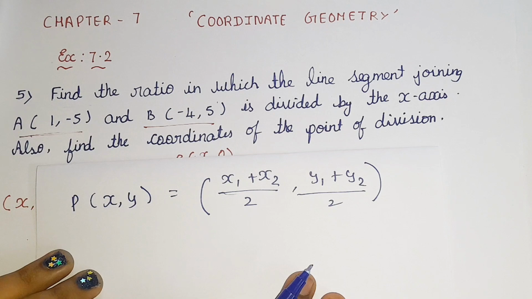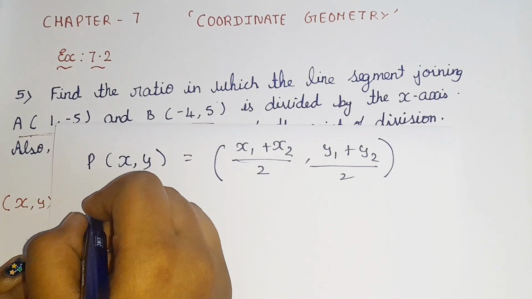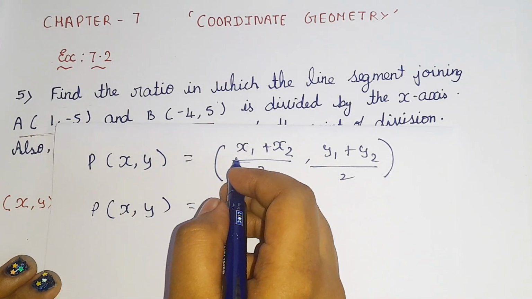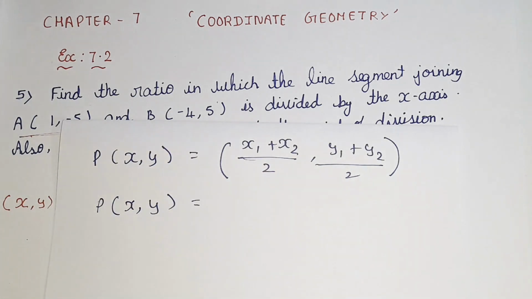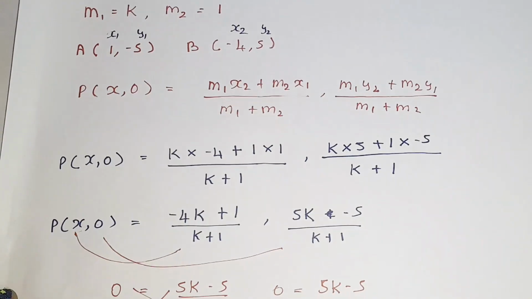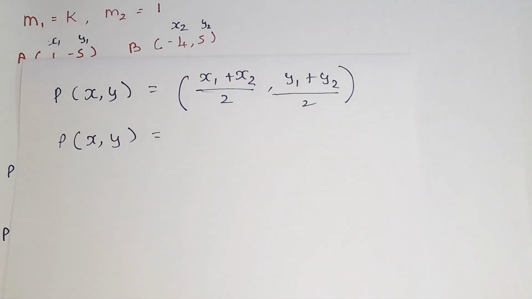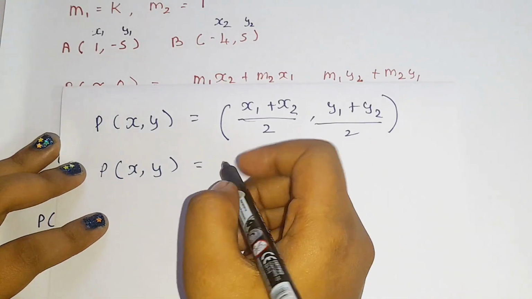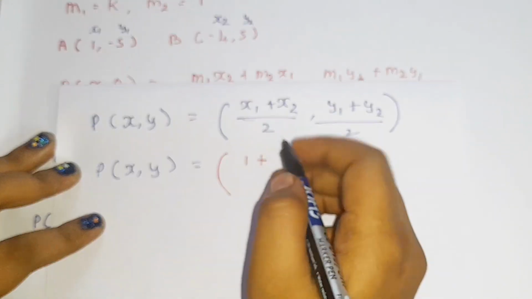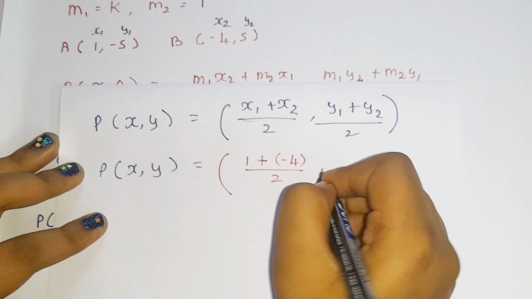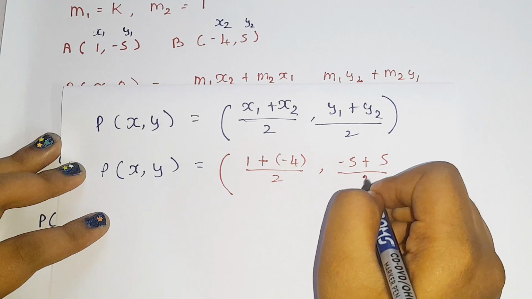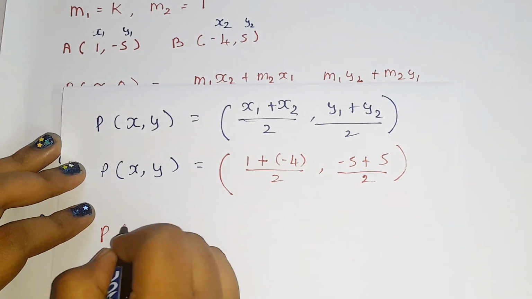Alright, so now I can write P(x, y) is equal to, so the x1 value I just told you, we are going to be using the same values. Here x1 is 1 and y1 is minus 5. So let us apply it. Once again, P(x, y) is equal to (x1 is 1 plus x2 is minus 4) divided by 2 comma (y1 is minus 5 plus y2 is 5) divided by 2.